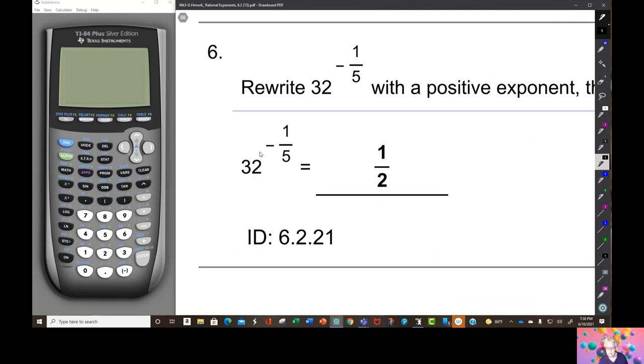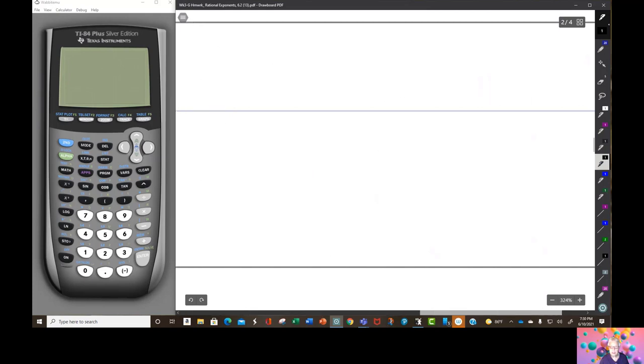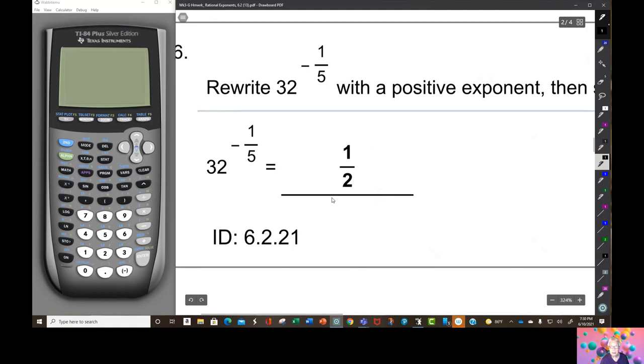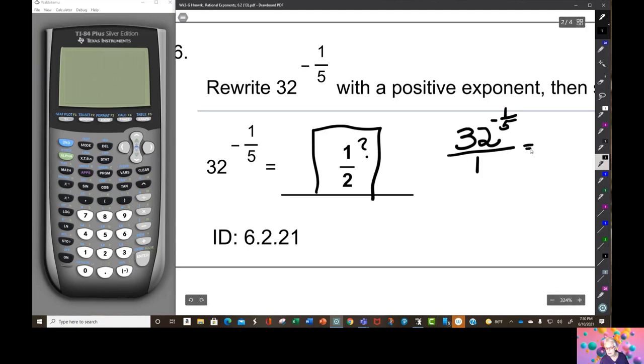Now, 32 to the negative 1/5 power. They give us the answer here. I made it so that they would. So we're not supposed to know this, so pretend you don't know it. We're going to find out. Remember that a negative exponent shows that the base is in the wrong place. Thirty-two wants to come down here, where it'll be positive and happy. 1/32 to the positive 1/5 power.